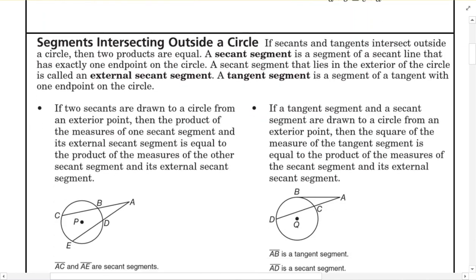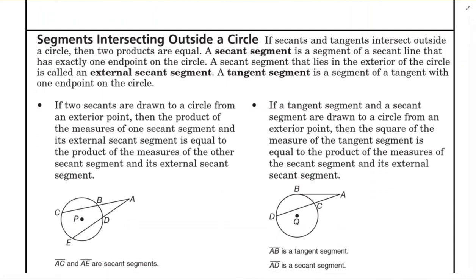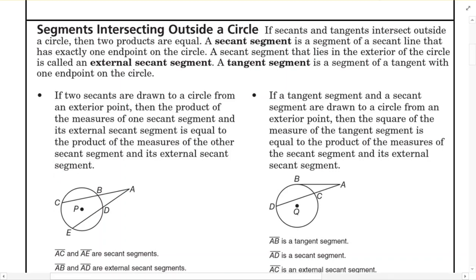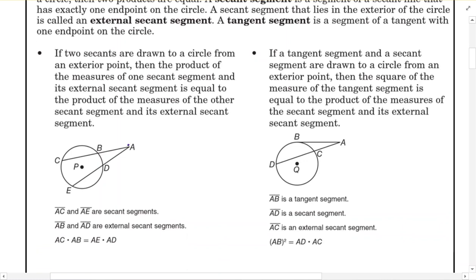Now, if those segments intersect outside of the circle, we can have a secant, we could have a tangent, we could have a tangent and a secant, whichever way works, but they intersect at a point outside of the circle. If that happens, then we know that if you take the whole length, AC, and multiply it by AB, it will equal the length AD multiplied by the length AE multiplied by DA.